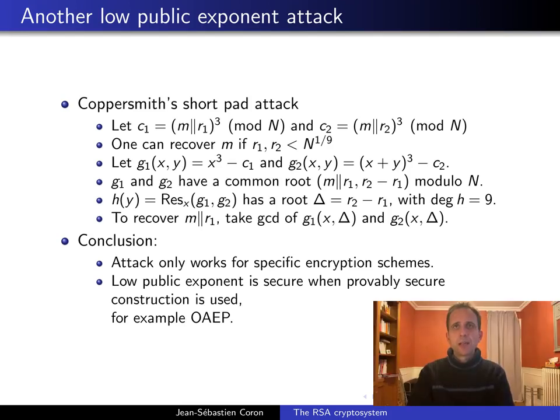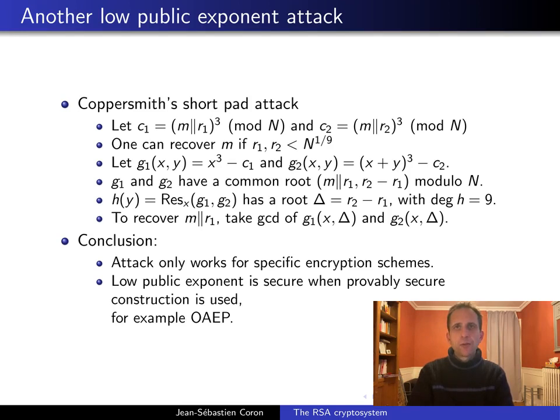So let me describe another application of Coppersmith's technique for breaking RSA, or a variant of RSA. This is the Coppersmith short pad attack. The attack is as follows. We assume the message M is to be encrypted. To encrypt M, we first pad it on the right with some random R, so we concatenate M and R, and we raise the result to the power of 3 modulo n.